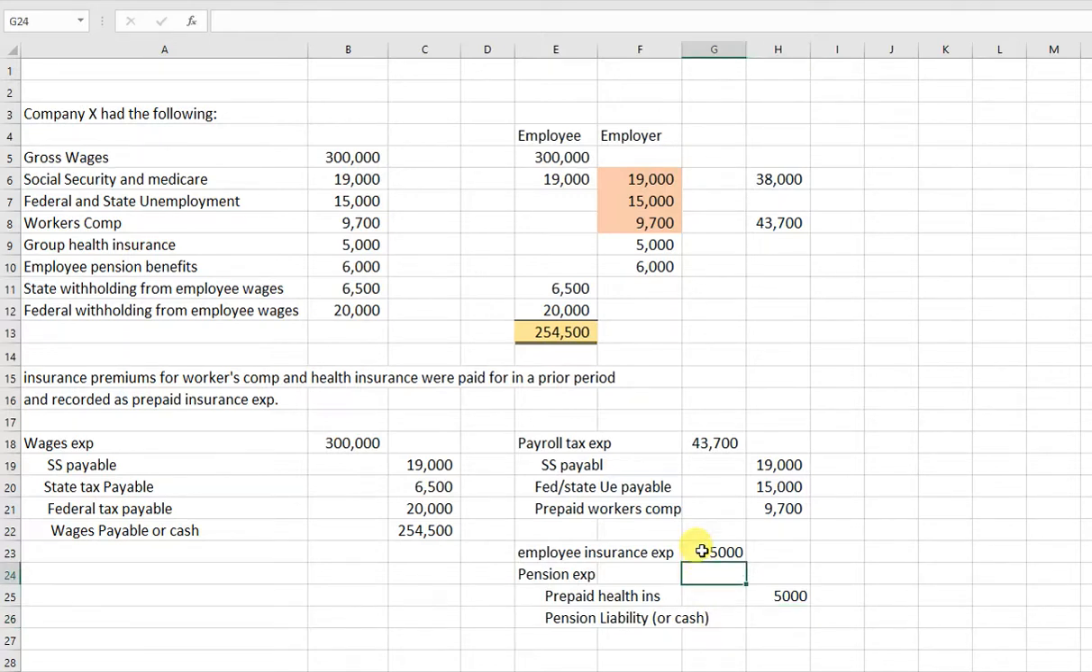The pension expense is the $6,000, and then it's either funded or unfunded. So if it's funded, I credit cash. If it's unfunded, I credit pension liability. So hopefully you can do your homework problems.